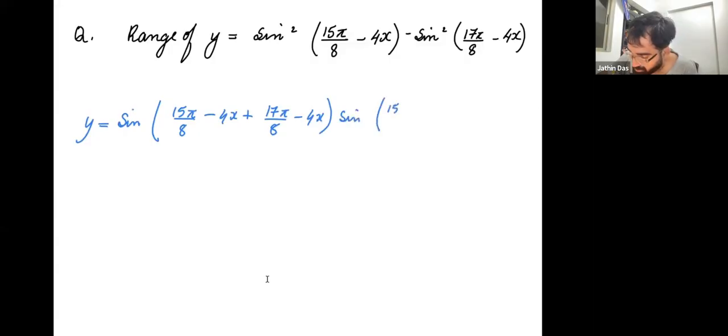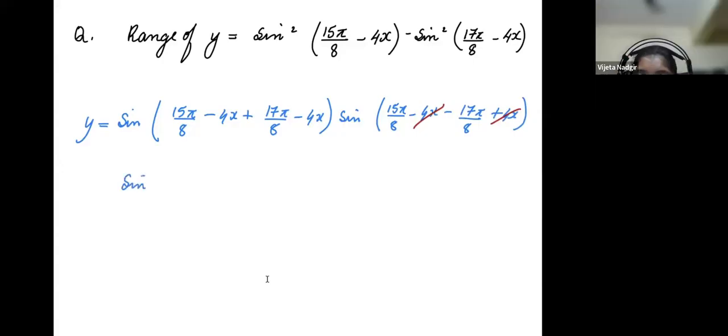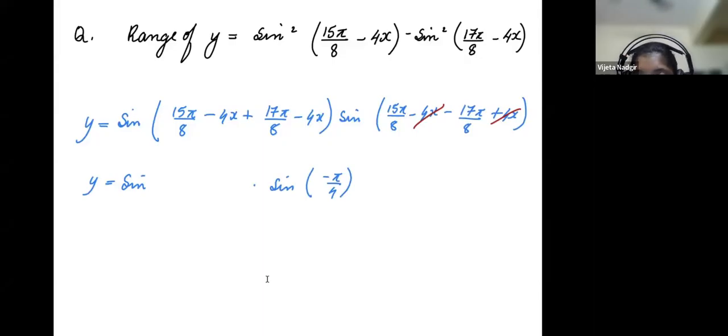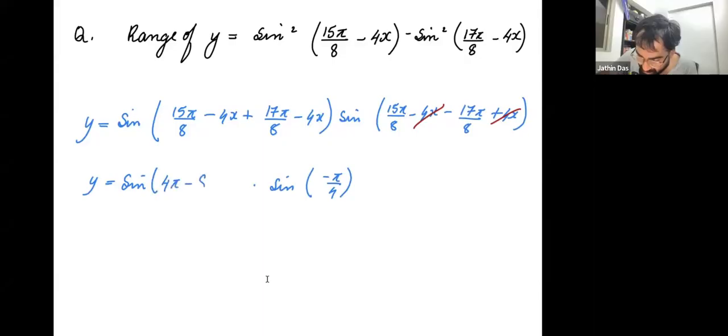Sine. I think this will cancel. This will cancel. Here minus 1 by sin 4, this will be sine of minus pi by 4, right? Correct. Minus 2 pi by 8, so minus pi by 4 will come. Here 15 plus 4 pi, 17 minus 2... 4 pi, 4 pi minus 8x.